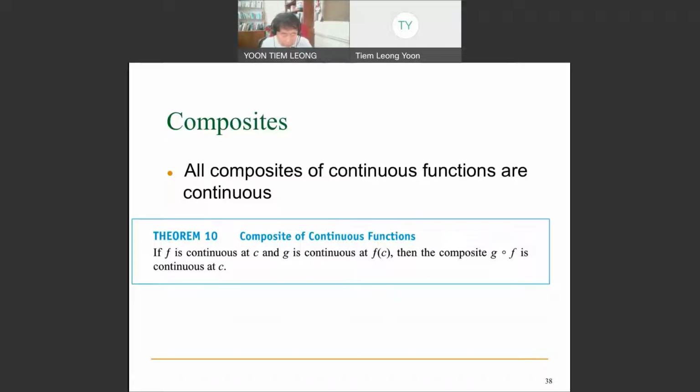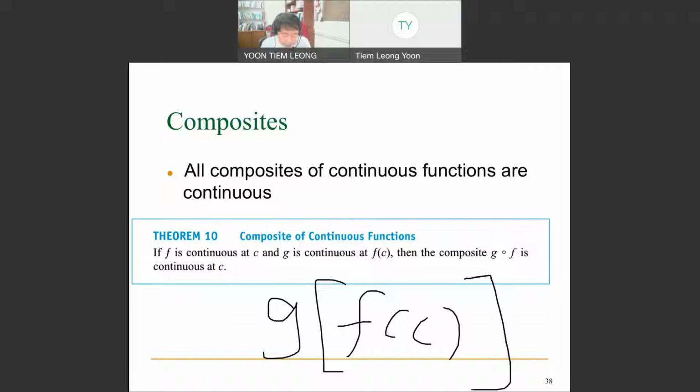So assume that you have a function f, and the function is continuous at c. Then at this value of c, you put the value f(c) into g, and it so happens that the function g is also continuous at the point f(c). Then the new function, which is obtained as the composite function, is also continuous. That is a very useful theorem that allows you to deduce the continuity of any new function which is obtained by making a composition out of f and g.